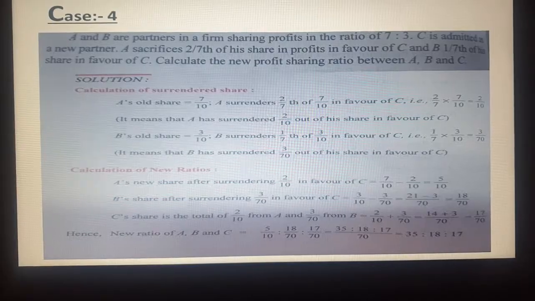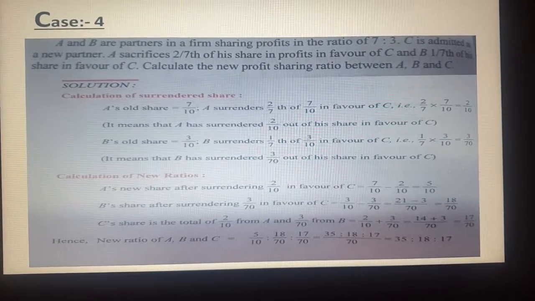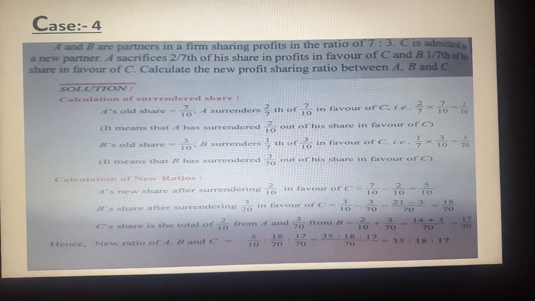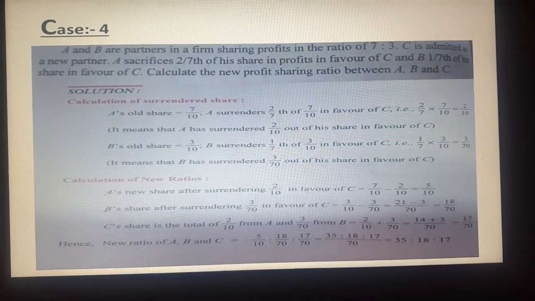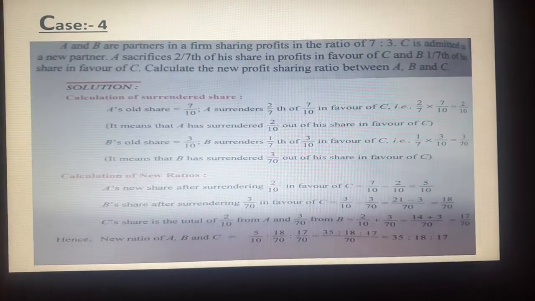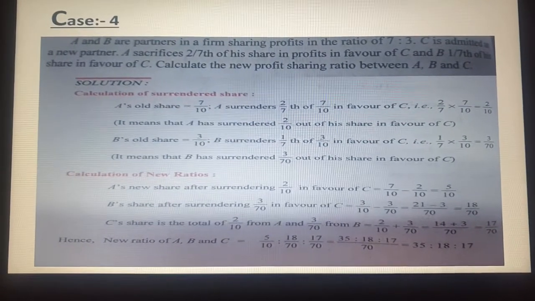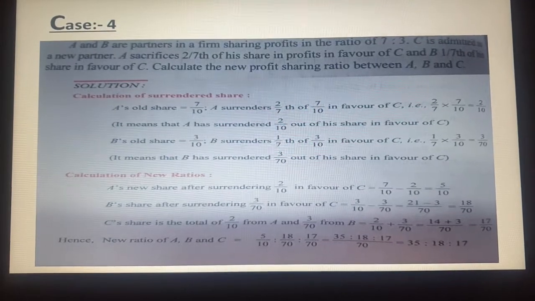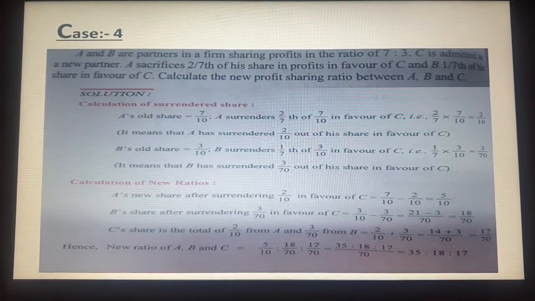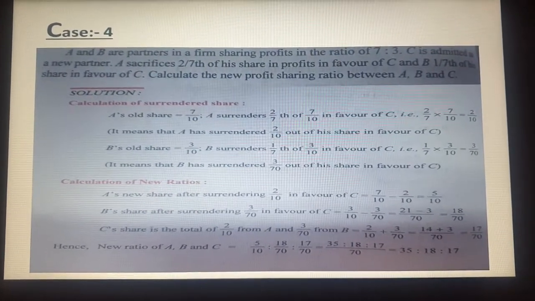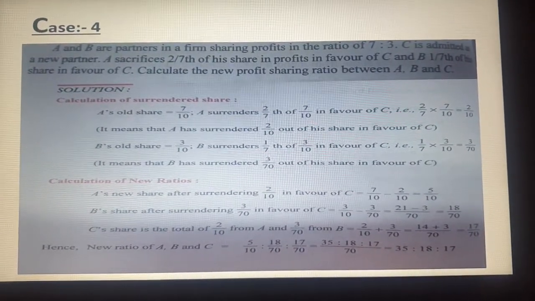Now case number 4. Again two partners are there with the 7:3 share. C is admitted as a new partner. A sacrificed 2/7 of his share in favor of C and B sacrificed 1/7 of his share in favor of C. Calculate the new ratio of A, B and C. Now listen carefully. In this case, the share of the new partner is not given. So how will you calculate the sacrifice of A and B and the new ratio of A, B and C?